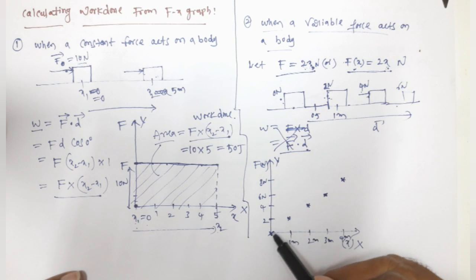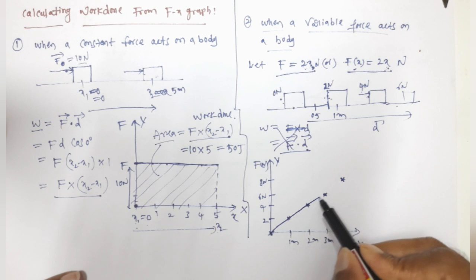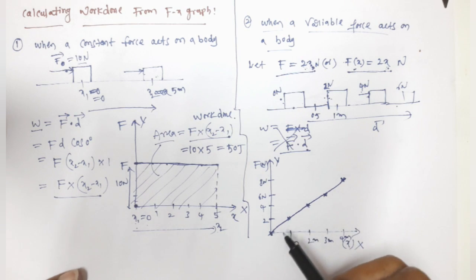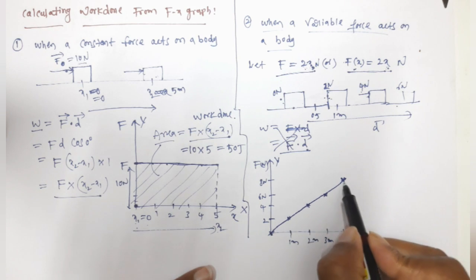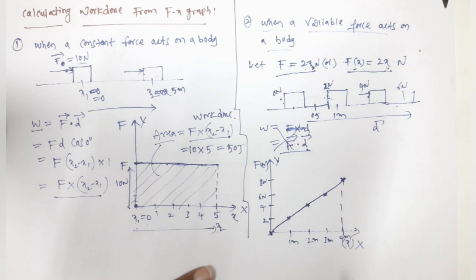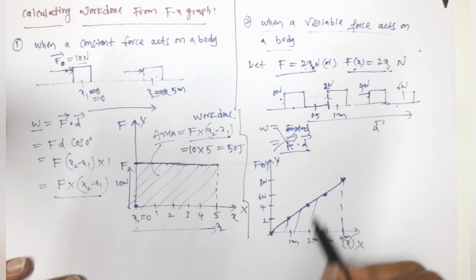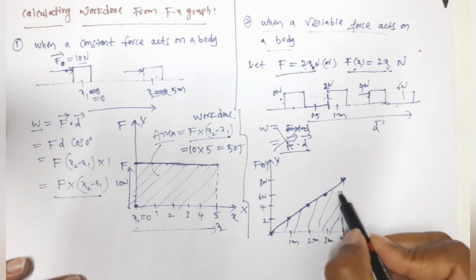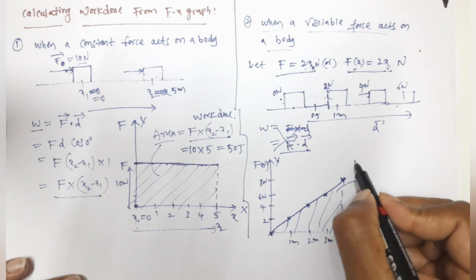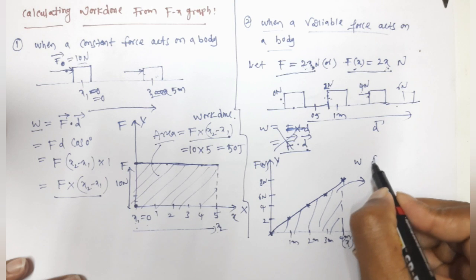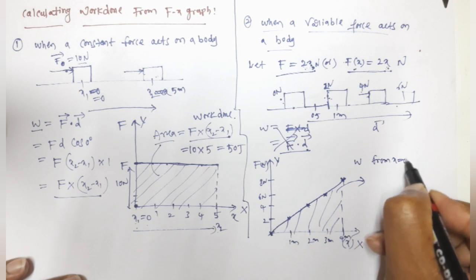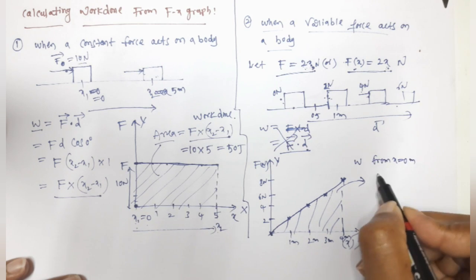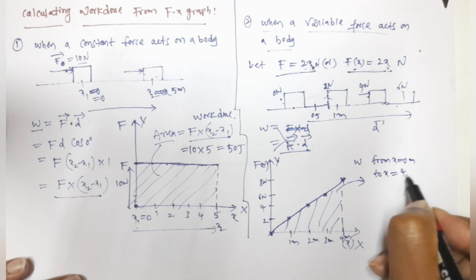So what do we get here? We get a straight line, right? As we are getting a straight line, we can calculate work done here because it's a triangle, right? So this area can be calculated. Now I want to calculate work done from x equal to 0 meters to x equal to 4 meters.